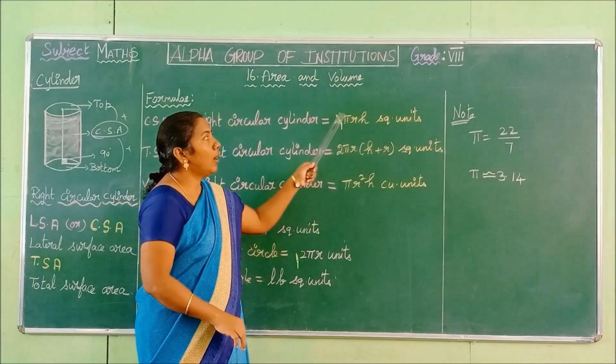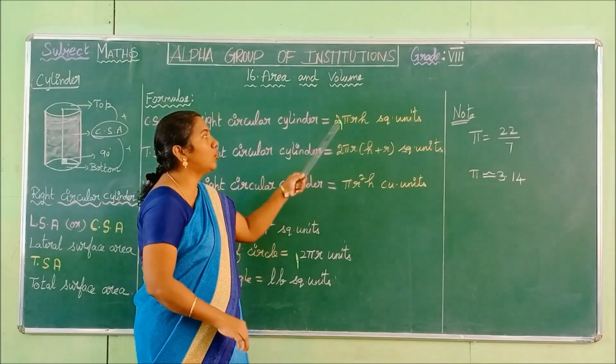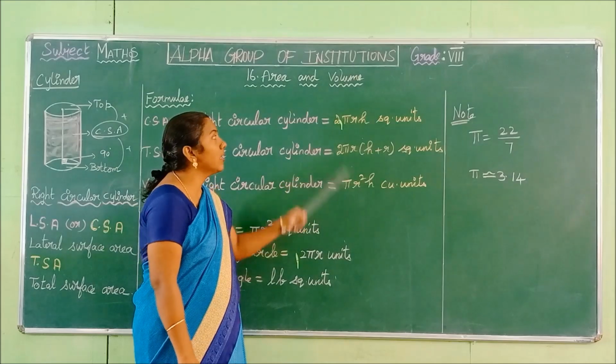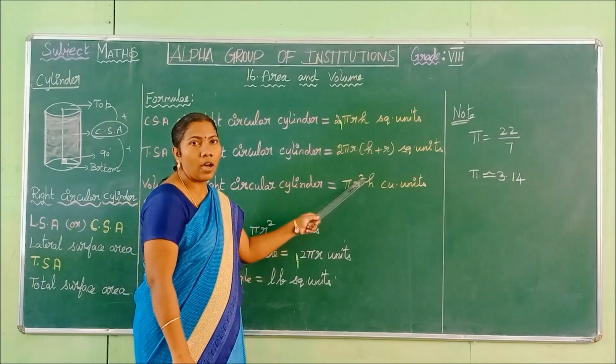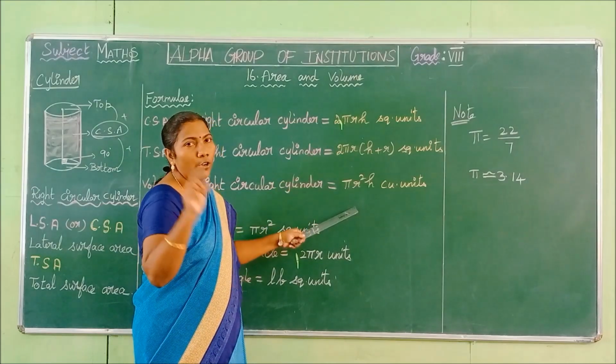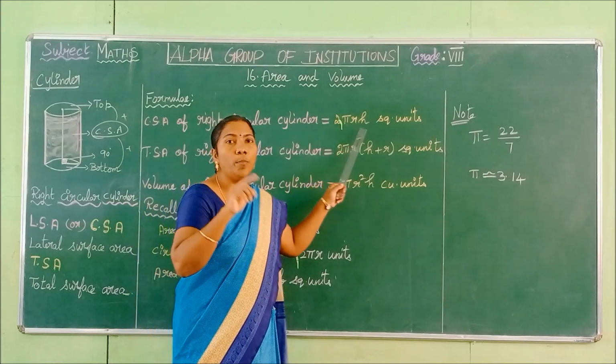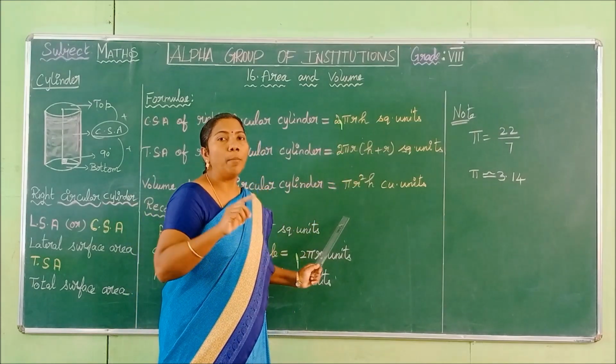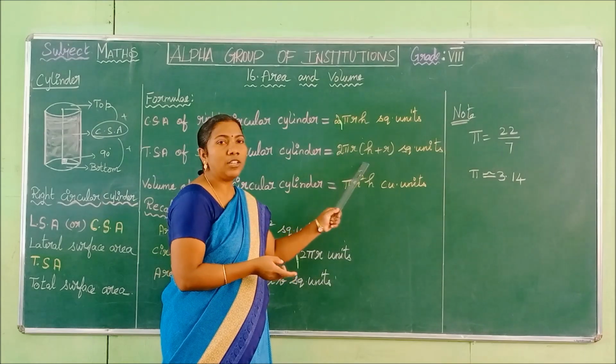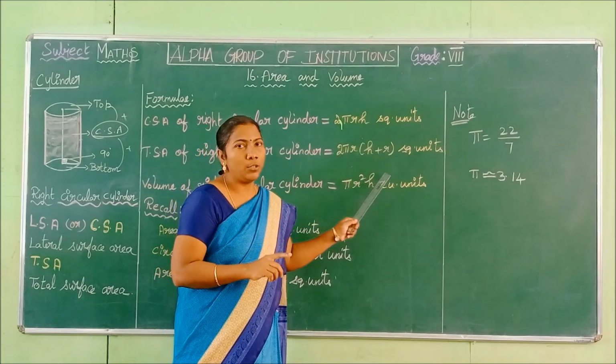See here, among these two formulas, here 2 is in the front. Here, this 2 became the power of r. Okay. So keep this in your mind. So what is the CSA? 2 pi r h. What is the volume? Pi r square h. What is the total surface area? 2 pi r into h plus r.